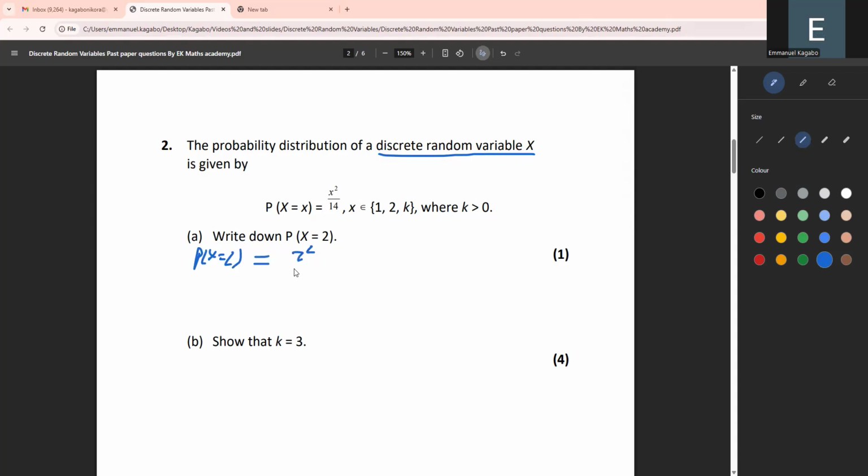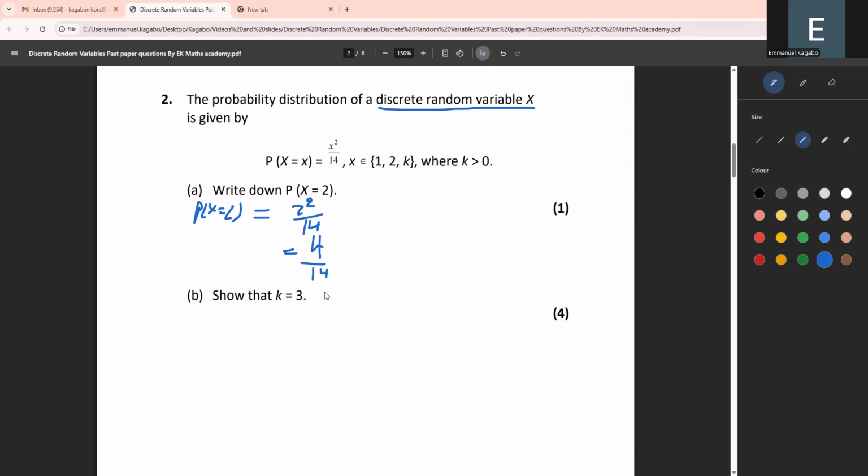So P of X equals 2 will give me 2 squared over 14, and 2 squared is 4, so it will give me 4 out of 14. That's 3 marks in the exam. Very easy, right? Now, the next question is the one that I want you to pay attention to. It's the one with 4 marks.